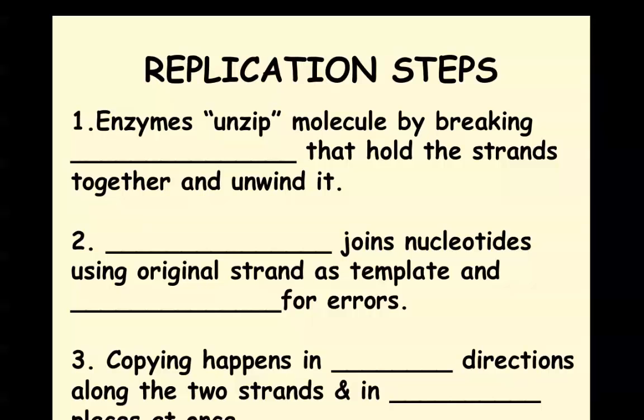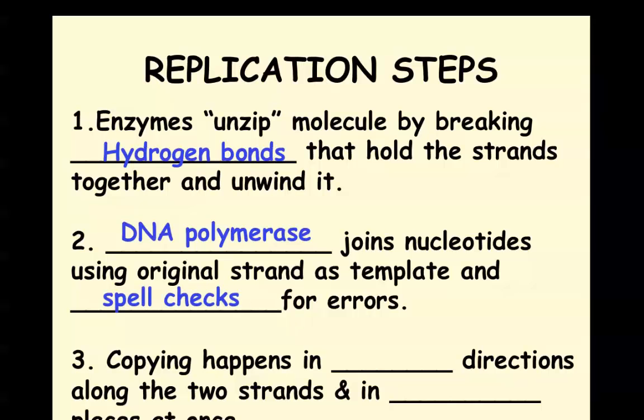So the first thing that happens in replication, the enzyme has to unzip the strand of DNA. So we have to break those hydrogen bonds. Two, the DNA polymerase then joins nucleotides using the original strand as a template and spell checks for errors. So basically it adds nucleotides to one side of the strand while the other DNA polymerase works on the other strand. Copying happens in opposite directions along the two strands and in multiple places at once.